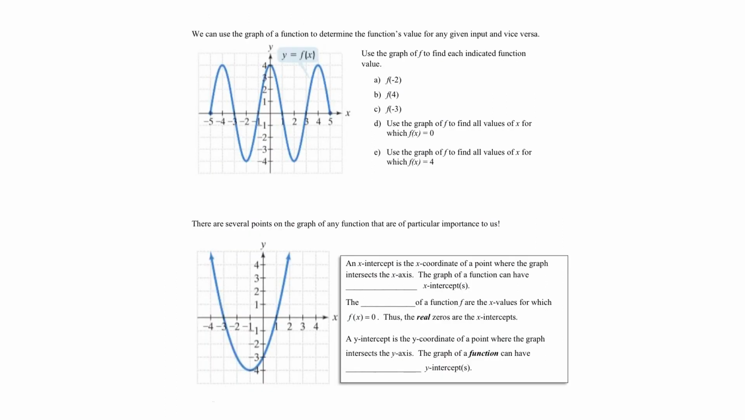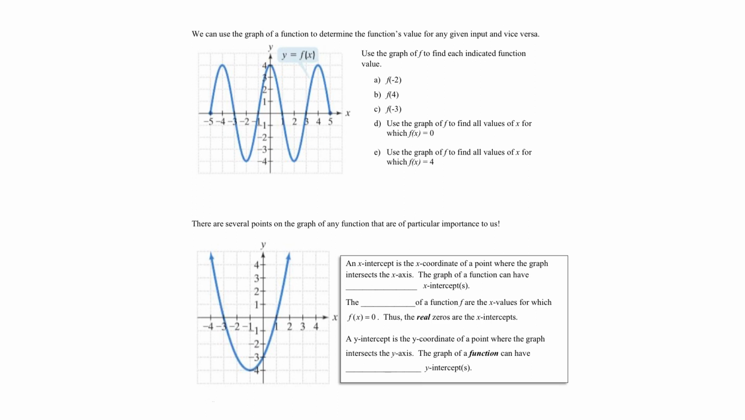We can also use the graph of a function to determine the function's value for any given input, and vice versa. For an output, we can determine what inputs gave that to us, right? So let's use the graph of our function f. And the picture of it is here to the right, and this would be a function, right? It would pass a vertical line test.